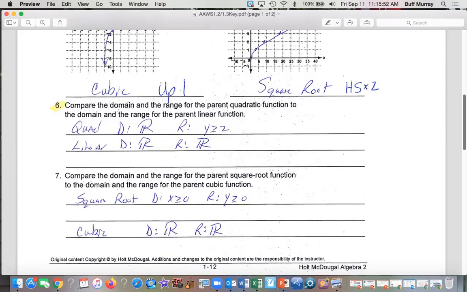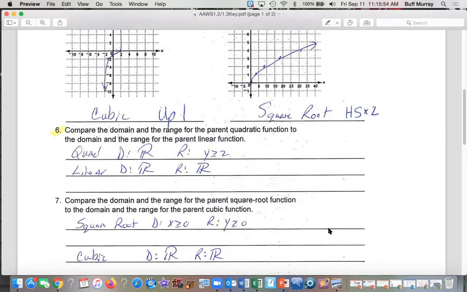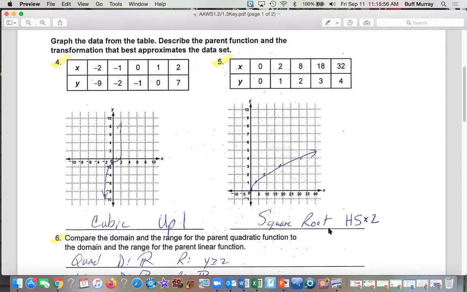All right, so for these few, graph the data from the table, describe the parent function and the transformation that best describes it. I'm guessing you used Desmos here. Did you, to make a scatter plot? We're going to do some of that today.